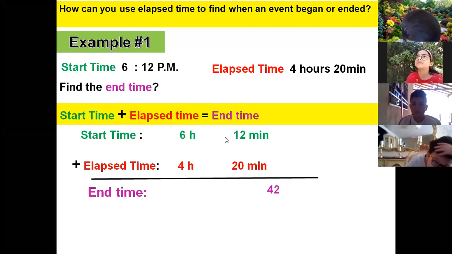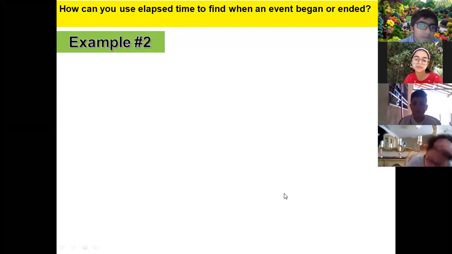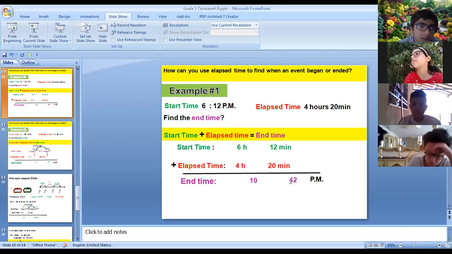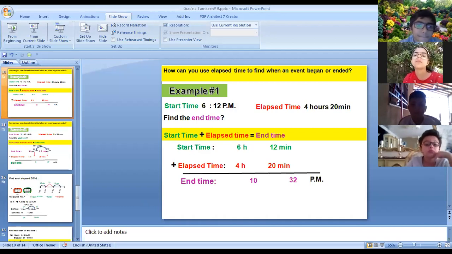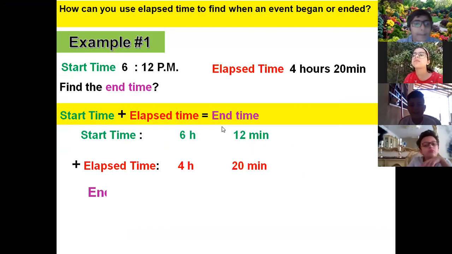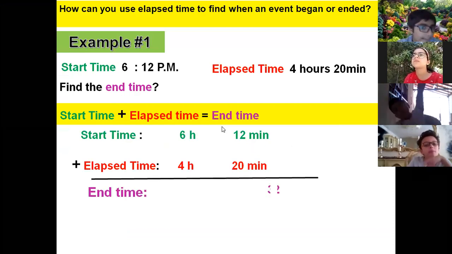10 hours. The minutes. Why is it 42? It's supposed to be 32. Let me just fix it. It's 32 here. This is the correct ending time. So you went home at 10:32. That's a lot of time. Okay. Thank you, Salma. Let's go to another example.